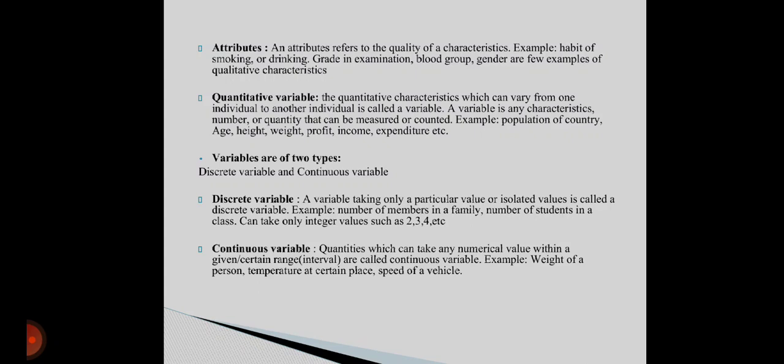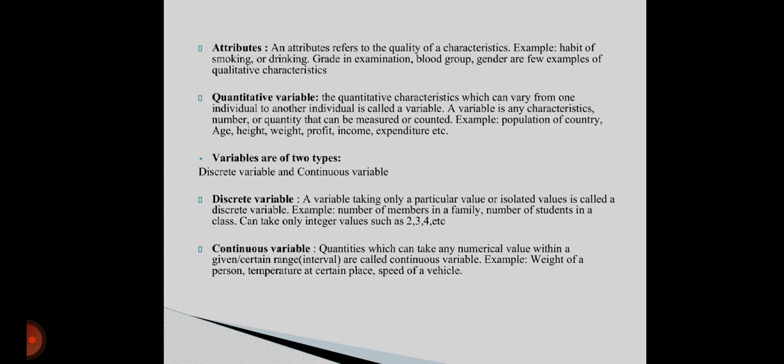Discrete variable: a variable taking only particular or isolated values is called a discrete variable. For example, the number of students in a class. The variable takes only integer values such as 1, 2, 3, 4, etc. Another example of a discrete variable is the number of members in a family.